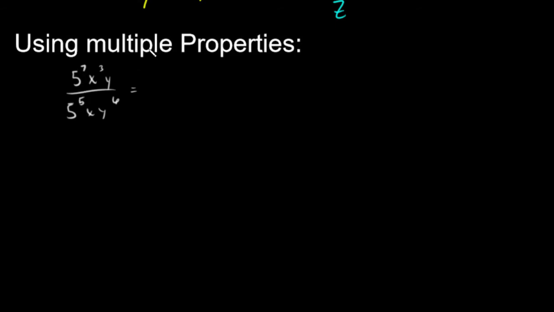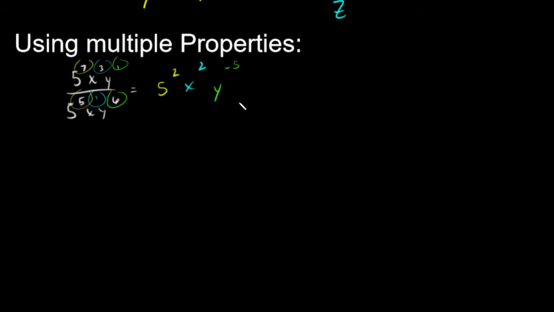So this would be 5 to the top minus bottom exponent, which would be 7 minus 5, which is 2. Then you move on to your x's. You've got x to the 3 minus 1, because the exponent on this x is 1 power, so that's 2. And then here, your y's do something interesting. On your y's, this is y to the 1st power, and this is y to the 6th power. So what you end up with is y to the 1 minus 6th power, and that is negative 5.